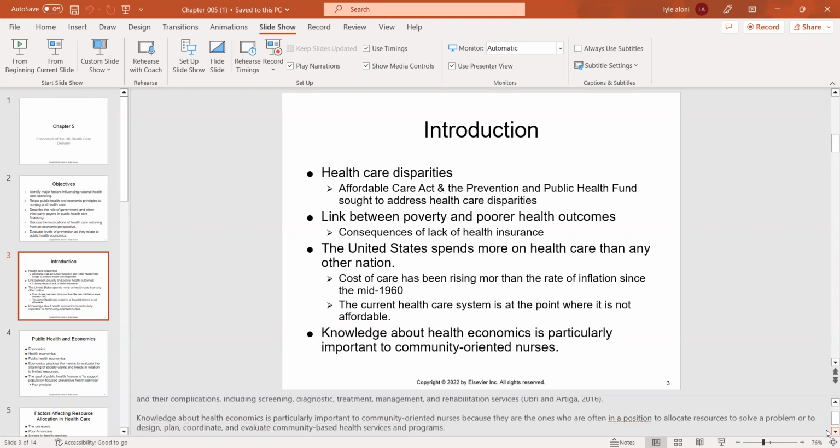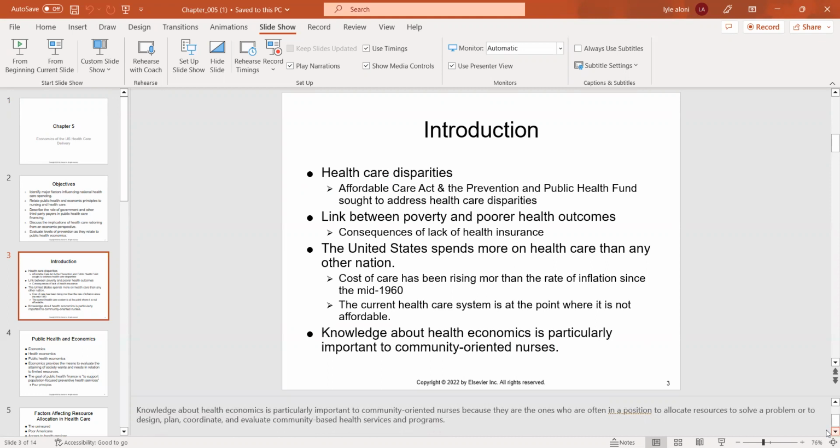And we know that health economics is particularly important to community-oriented nursing because they are the ones that are often in a position to allocate resources to help in different programs. So we take a look at health economics.